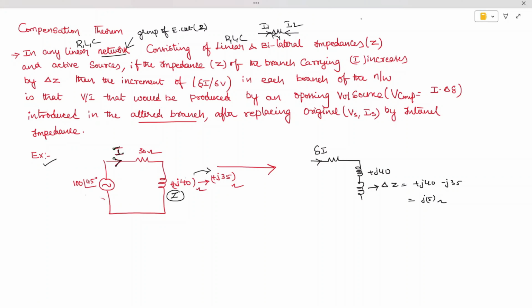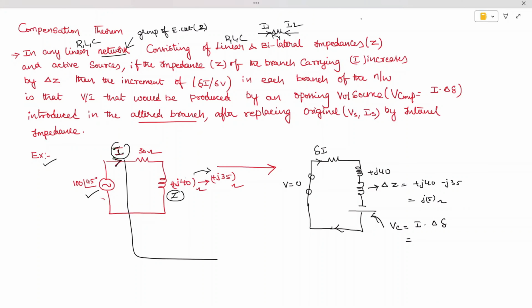If you have a voltage source, just deactivate that voltage source, which is nothing but making it short circuited. Now this change in current can be observed by connecting a voltage in reverse connection. The current will flow in this direction, where this voltage source is called VC, and the magnitude of VC is I into delta Z. The I value is the original current, the current you observed. From here we have to substitute the current and the change in impedance. The delta Z value is plus J5. We substitute this, and then you can calculate the change of current.